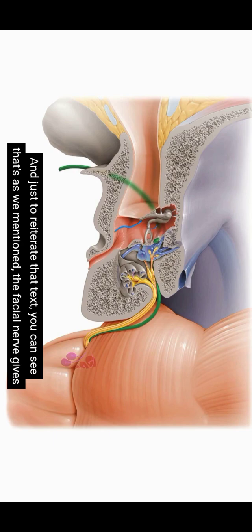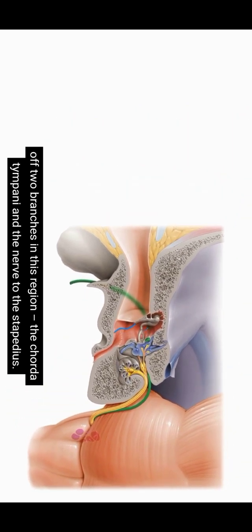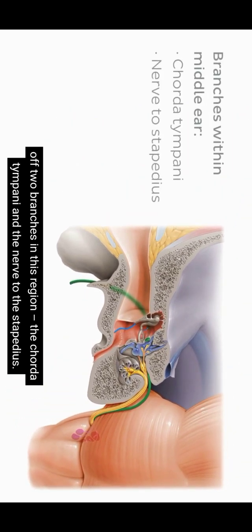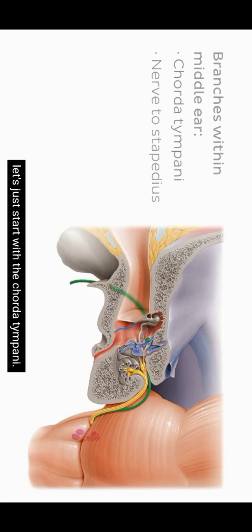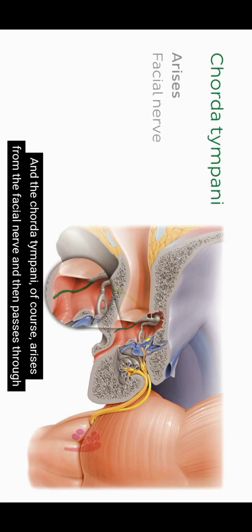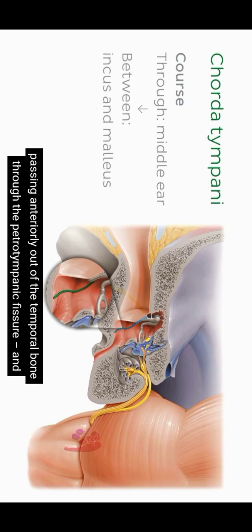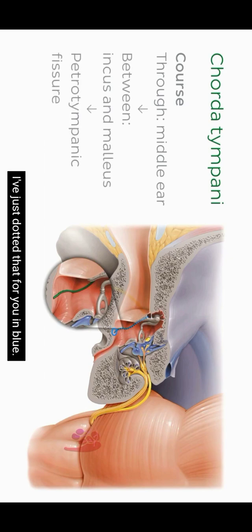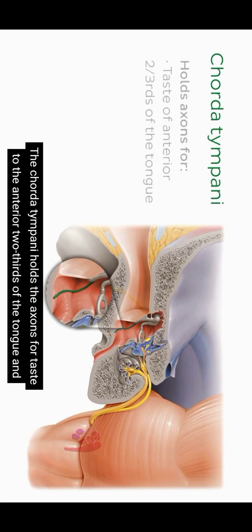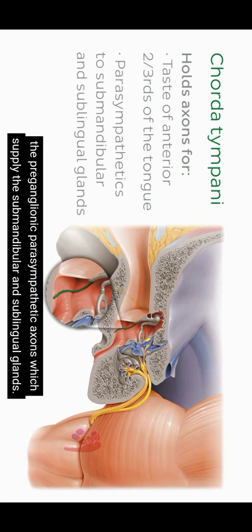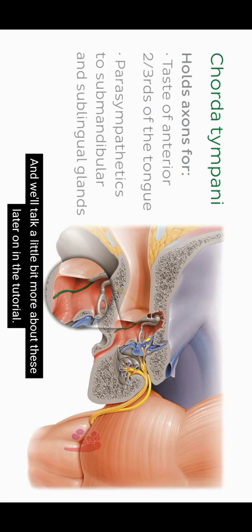Just to reiterate, as we mentioned, the facial nerve gives off two branches in this region, the chorda tympani and the nerve to stapedius. Over the next couple of slides, we're going to talk about these two branches, so let's start with the chorda tympani. The chorda tympani arises from the facial nerve and then passes through the middle ear between the two ossicles, that is between the incus and the malleus, before passing anteriorly out of the temporal bone through the petrotympanic fissure. I've just dotted that for you in blue. The chorda tympani holds the axons of taste to the anterior two-thirds of the tongue, and the preganglionic parasympathetic axons which supply the submandibular and sublingual glands. And we'll talk a little bit more about this later on in the tutorial.